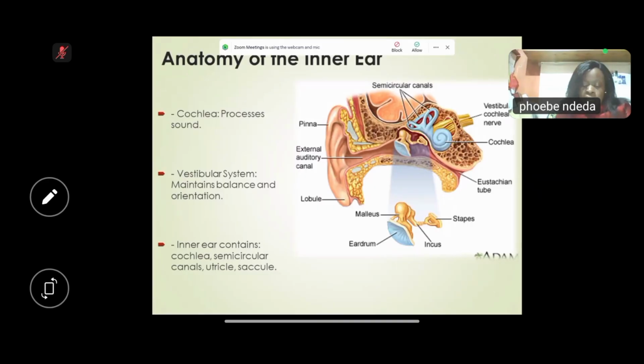Then we have now the cochlea. That cochlea is the thing that looks like the back of a snail, as you can see up there. It is filled with fluid and is a spiral-shaped cavity in the inner ear that transforms mechanical sound vibrations into electrical nerve impulses. This allows your brain to perceive and interpret different frequencies and volumes of sound. Then you can also see the vestibulocochlear nerve.